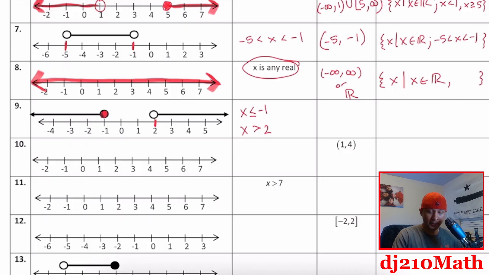Intervals are going to be negative infinity up to -1 with the bracket. Union, because it's two pieces, starting at 2, we don't include 2, towards infinity.